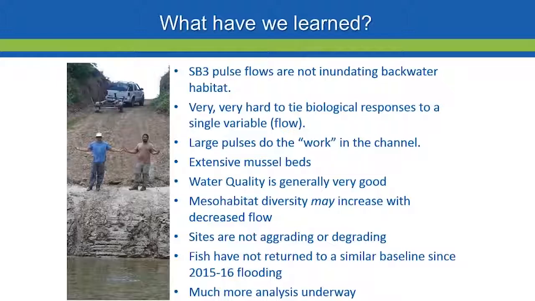It's very, very hard to tie biological responses to a single variable of flow because there's so many other variables. There's temperature, there's rainfall, there's the topography, there's the sediment type, there's the season. If you got the right flow in the wrong season, you're not going to have any trees. Well, is that because you didn't get the right flow or because you got the flow at the wrong time? There are a lot of variables here.